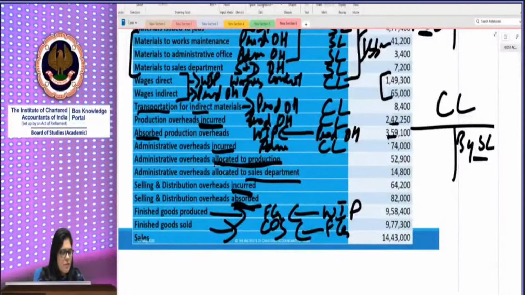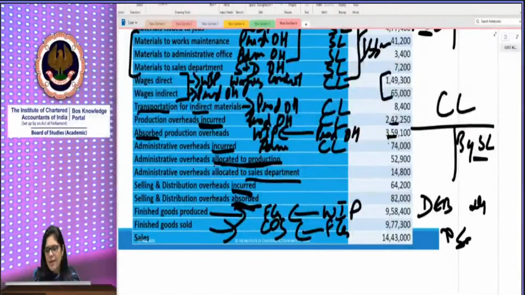Selling and distribution. What is the question, Vishali? I didn't understand. Sales. Okay. What is the entry for sales now? What generally do we pass as the entry for sales? We pass debtors account debit to sales, right?